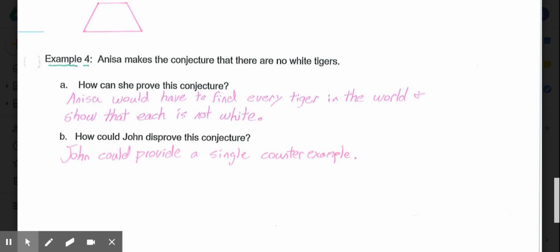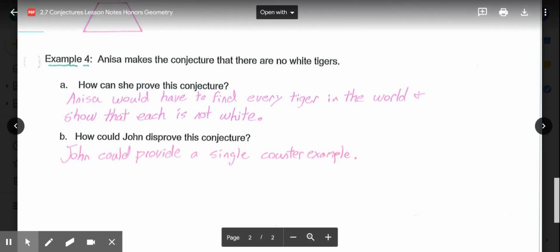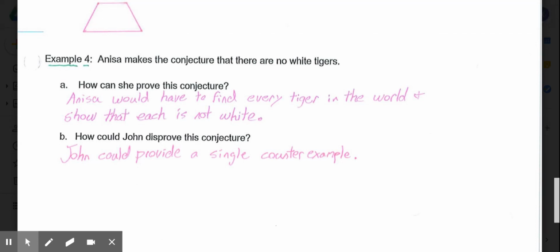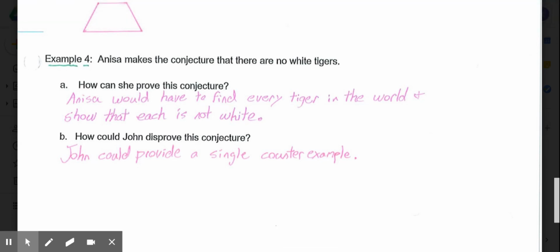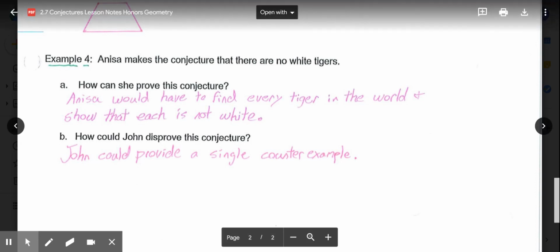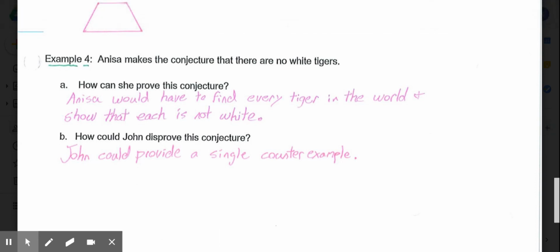Now, for John to disprove this, he has an easier job. John could prove that this is false by finding a single counterexample. So if John found a single white tiger, that would prove Anissa's conjecture false. In order for Anissa to support or prove her conjecture, she would have to identify every tiger on this planet, showing that they're not white.